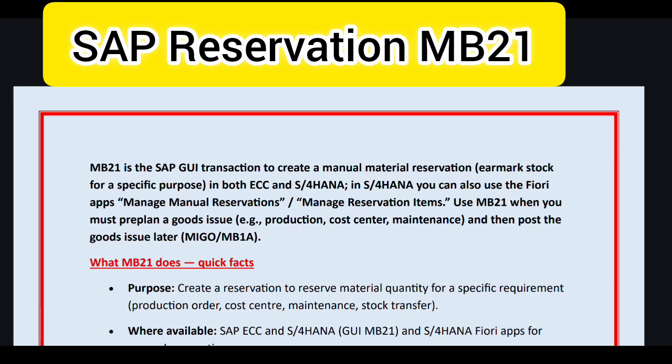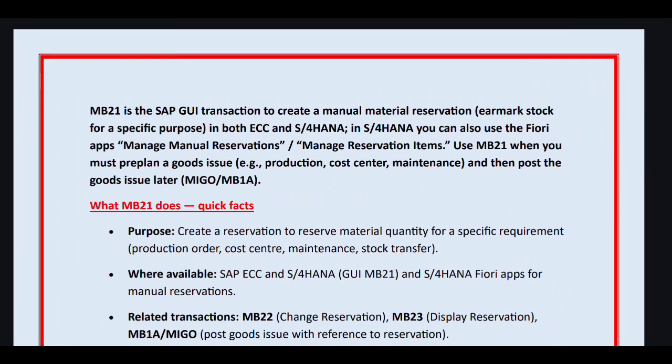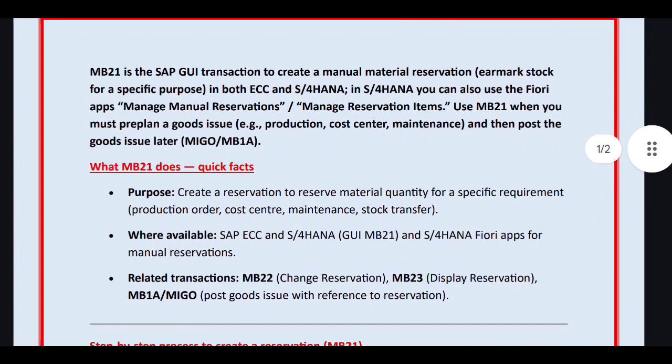When you must pre-plan a goods issue for production, cost center and maintenance, and then post the goods issue later, like using MIGO and MB1A, right? What does MB21 do? What is the purpose of MB21? It creates a reservation to reserve material quantity for a specific requirement, like for the project, for the production order, for the cost center, for the maintenance, for the stock transfer, right?